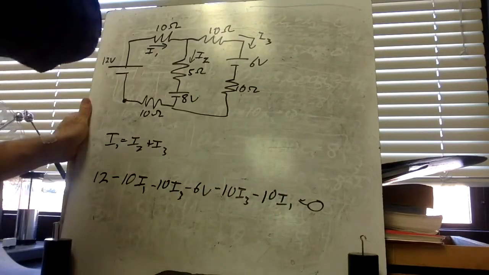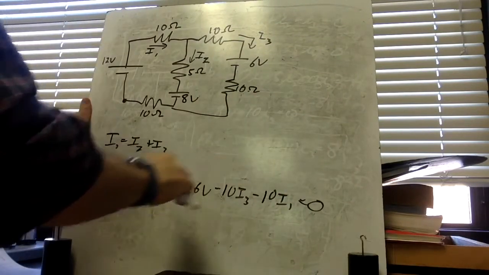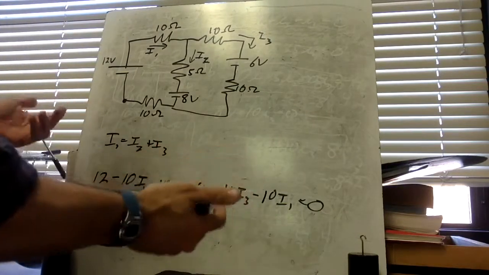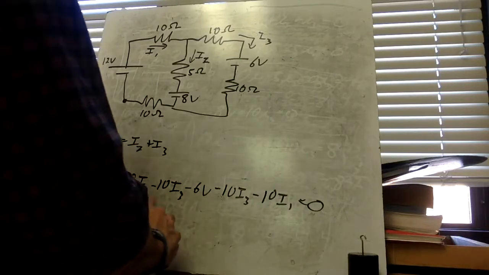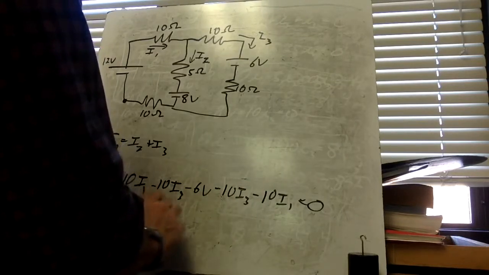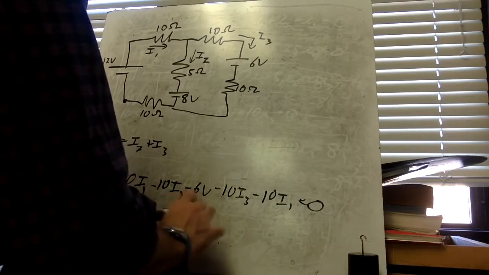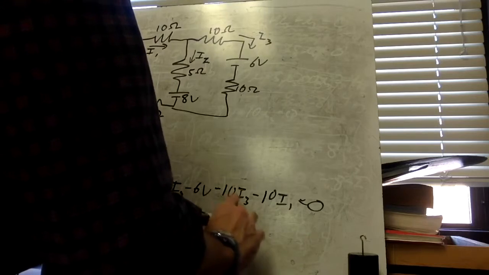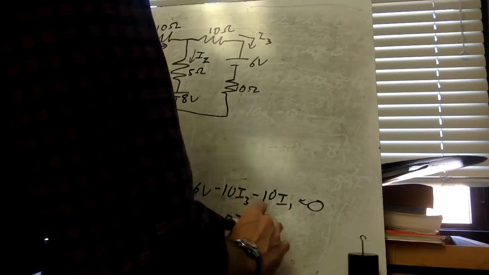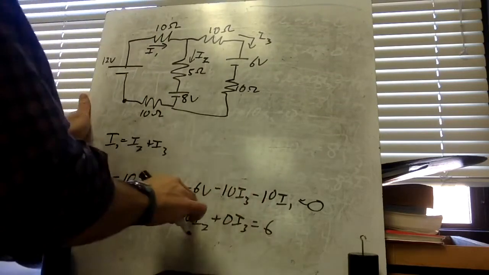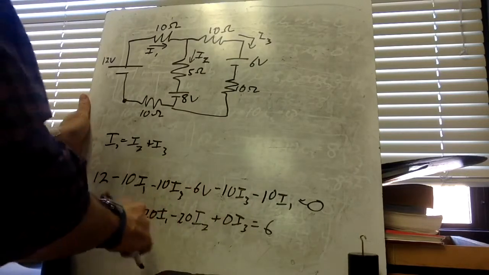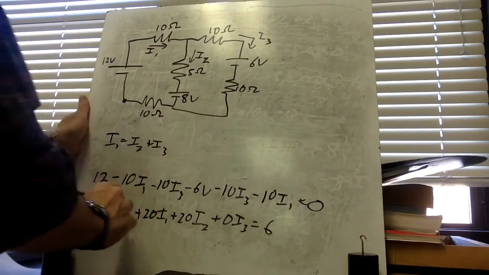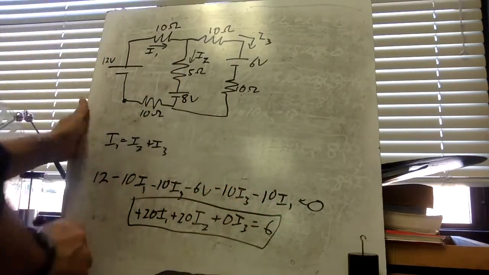All right, so part of what we're going to do here is look at simplifying this whole thing. You've got to simplify and combine like terms, and I think what you end up with here then is negative 20I1 minus 20I2, plus 0I3, of course, equals negative 6. All right, 12 and 6. So let's make it all positive, because you could subtract the 6 over there, and so that's your next equation.